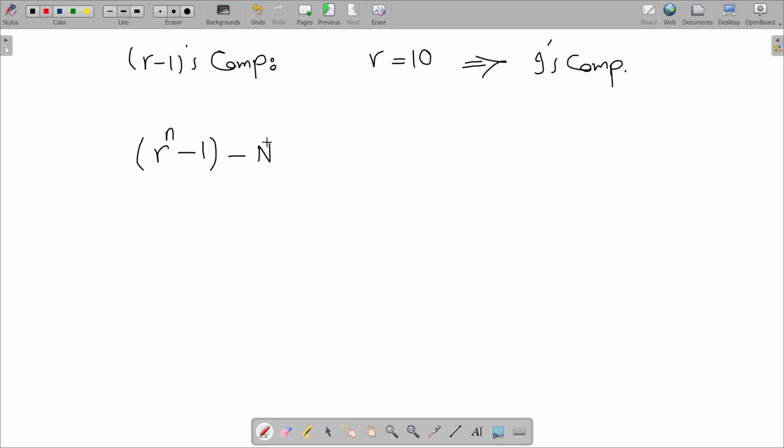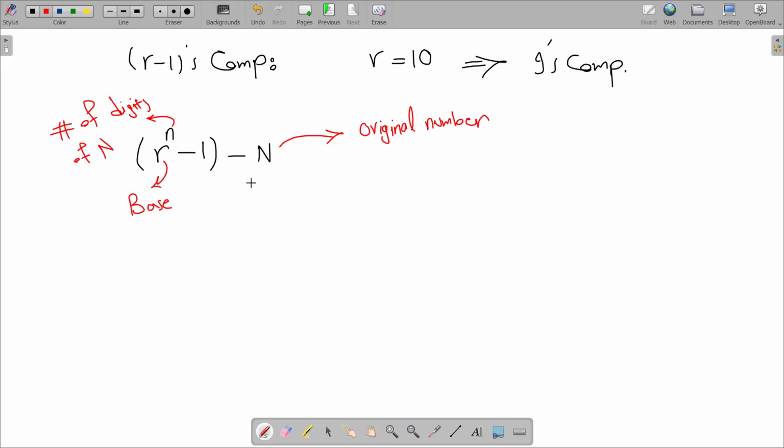This n is our original number. This R is the base, and this lowercase n is the number of digits of n, this original number.